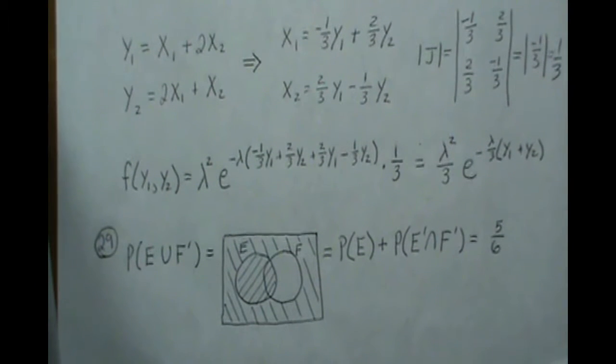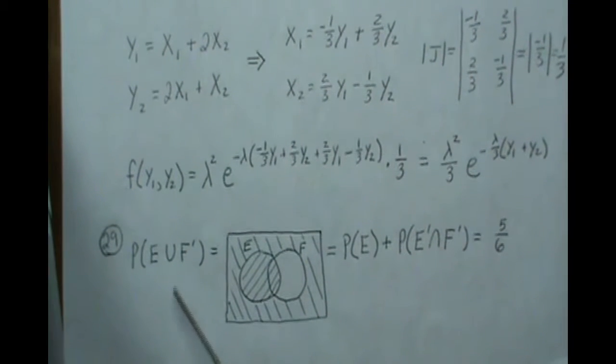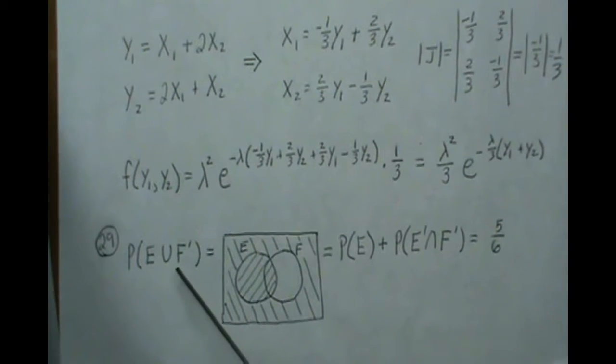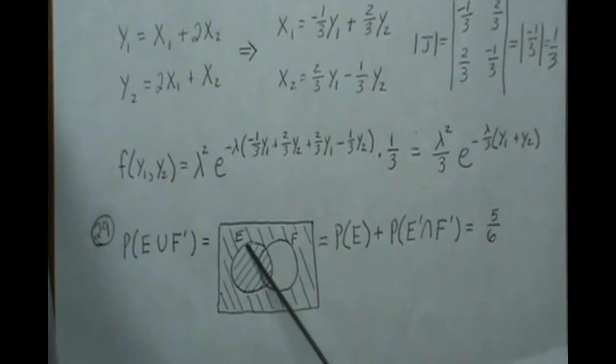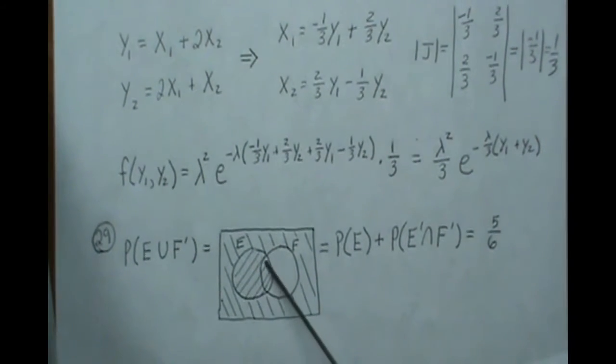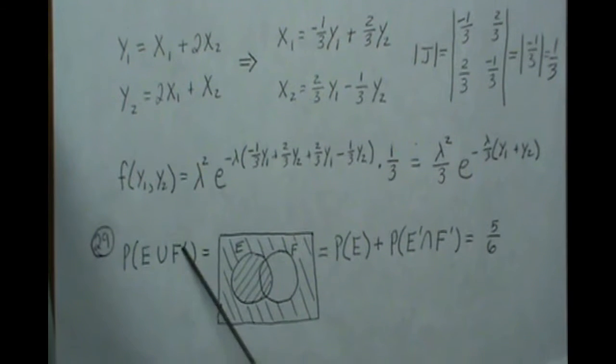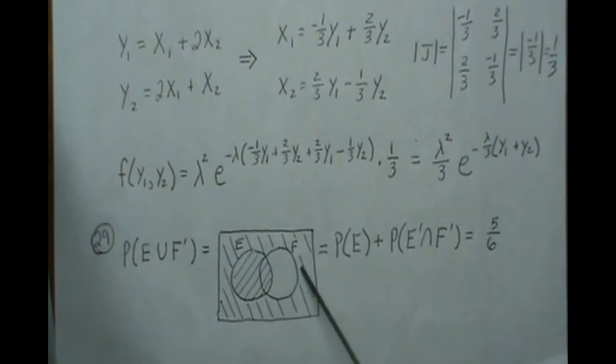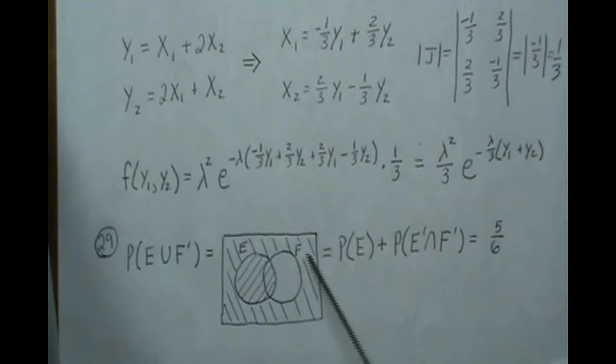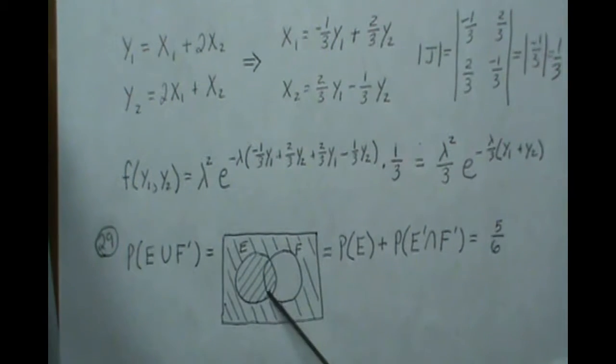Now, number 29, we're asked to find this probability. And for me, I find it so much easier to create a little Venn diagram of what we're trying to find. Okay, so E, of course, is this filled in circle, and then F complement is everything outside of F, which means we're trying to find this region here.